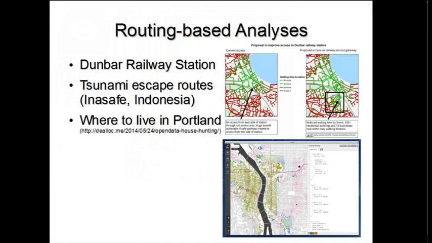Again, the humanitarian people have done tsunami escape routes in the InaSAFE project that Kate Chapman and others work on. And recently, I don't know if people saw this, someone did a blog post using OpenStreetMap data to work out where he should live in Portland, Oregon, in terms of accessibility to various facilities. And that's the blog post if you want to read more. And in principle, there should be many more. They're not as easy to do as I would like. I didn't attend the OSRM talk, but I think there may be something happening on that front.